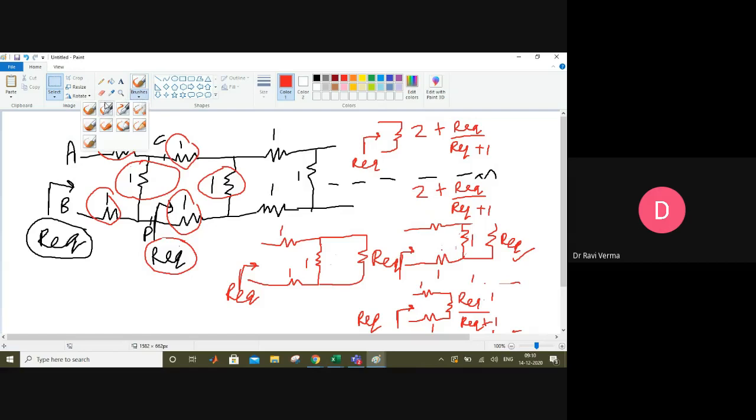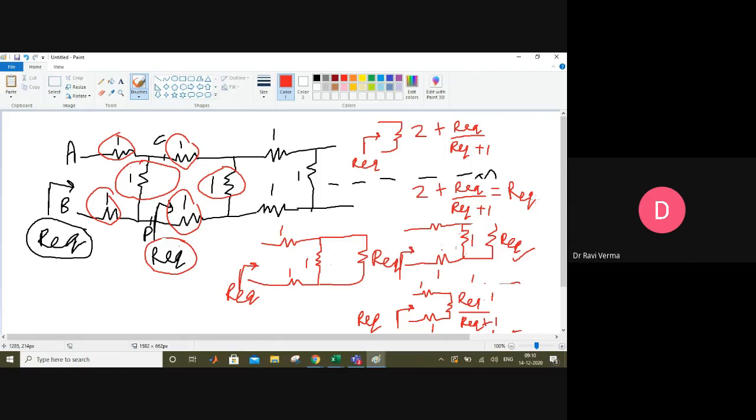Say it again, sir. See, there are few queries from the South Indian students that, sir, when a student asks the query in Hindi, you give the answer in Hindi. So I request everyone, if you want to ask any query, ask in English. Because if you ask in Hindi, then I have to give the answer in Hindi. Okay. So solve it and find R equivalent.